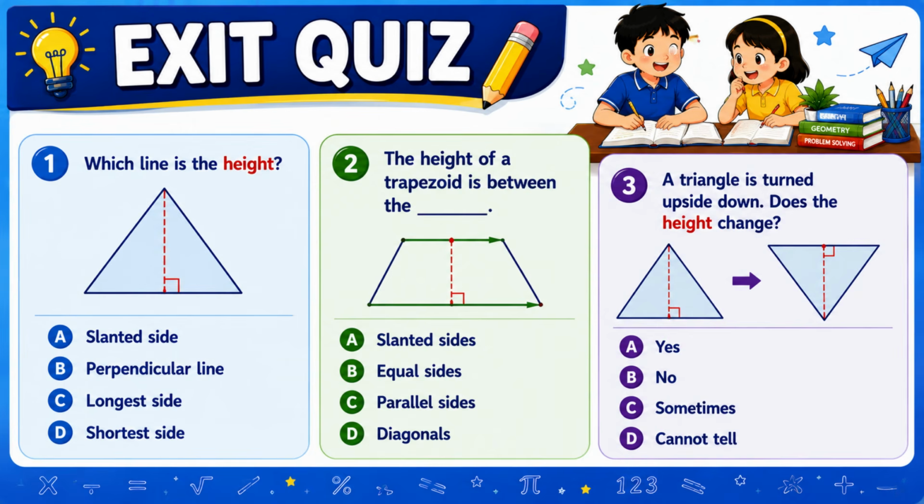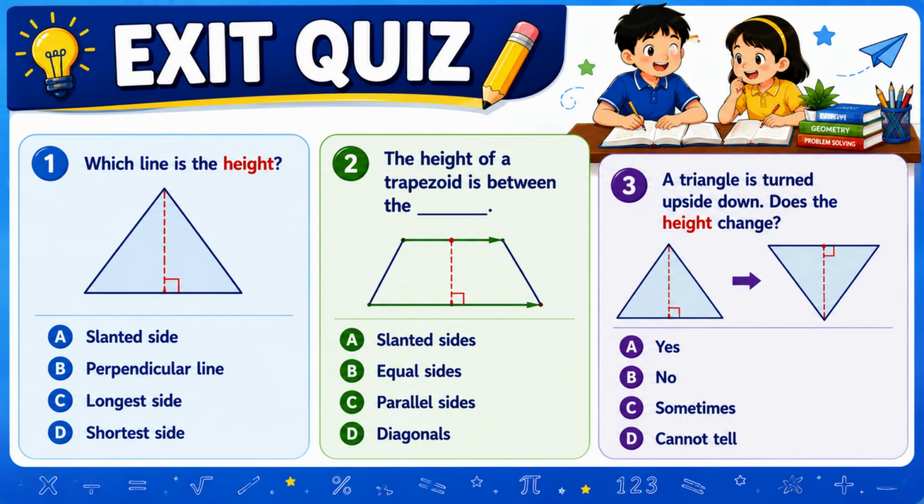Exit quiz. 1. Which line is the height? A. Slanted side. B. Perpendicular line. C. Longest side. D. Shortest side. Number 2. The height of a trapezoid is between the blank. A. Slanted sides. B. Equal sides. C. Parallel sides. D. Diagonals.